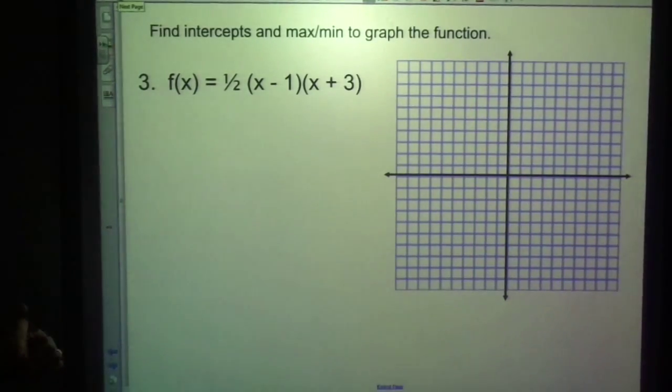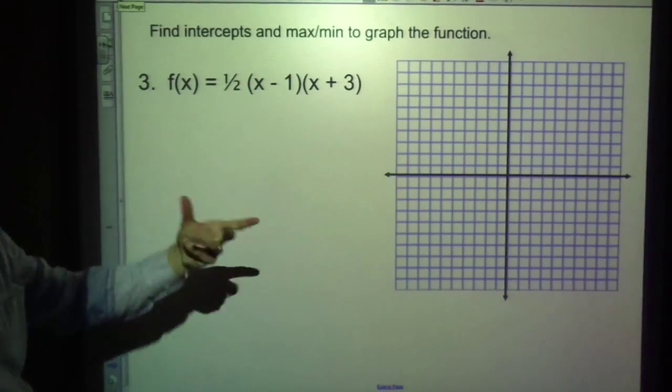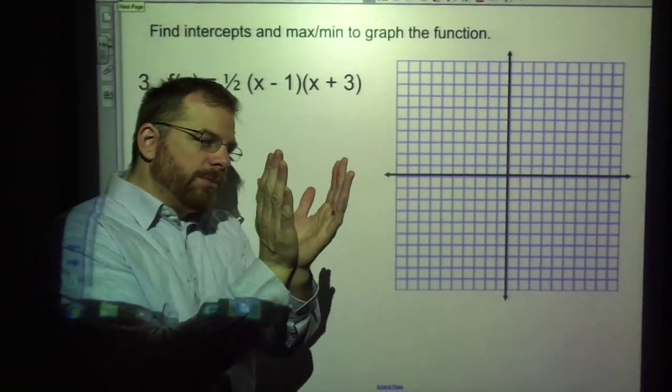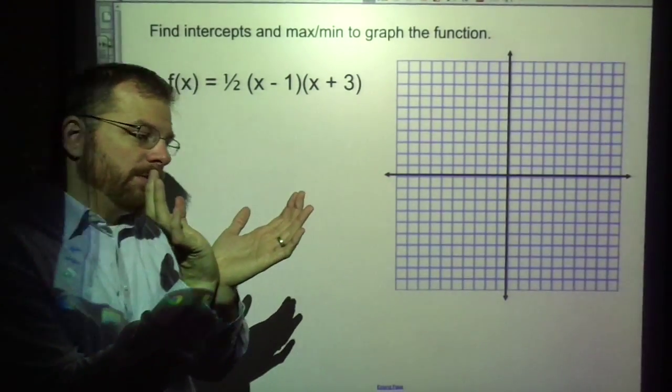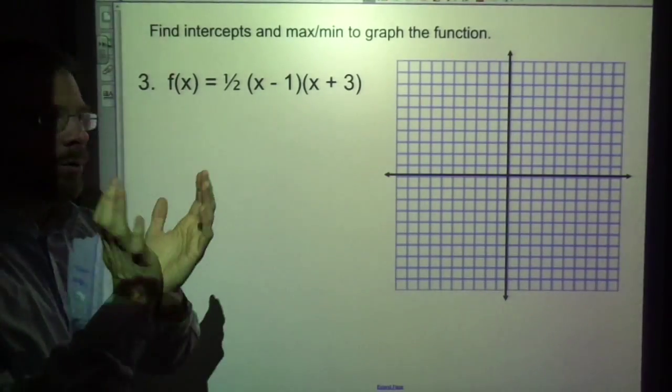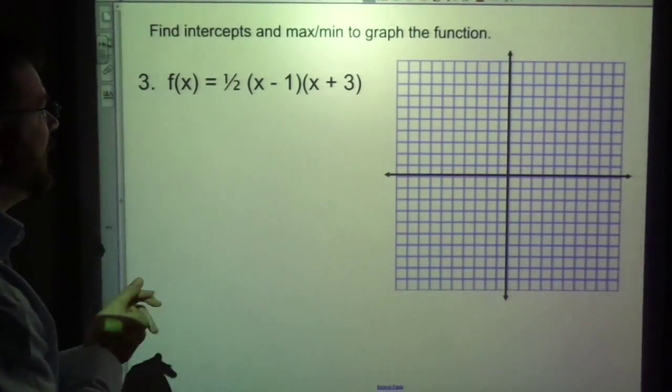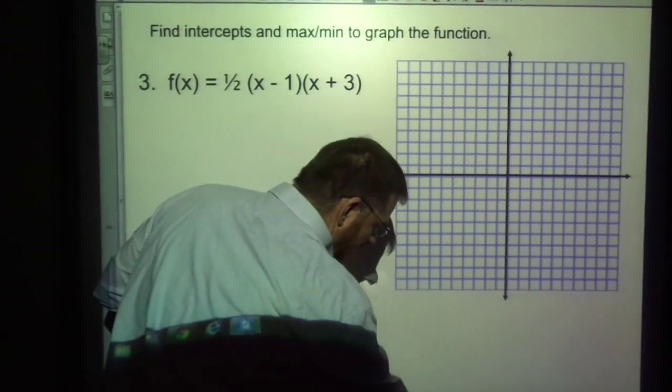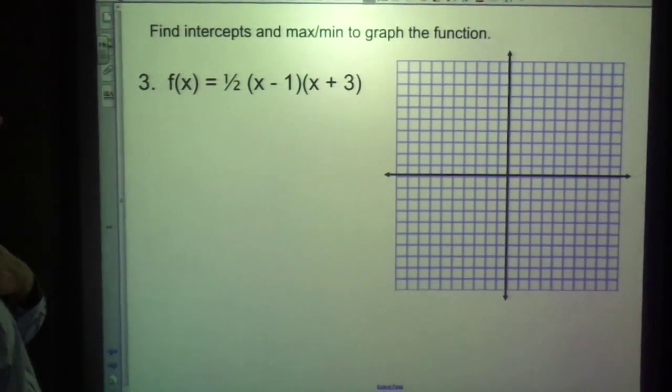Okay. This one we have a fraction. What does that tell us about the graph? It means it's going to be a little bit fatter. It's not going to be skinny. And it's positive, so it will open up. We should expect a fat parabola that's opening up.